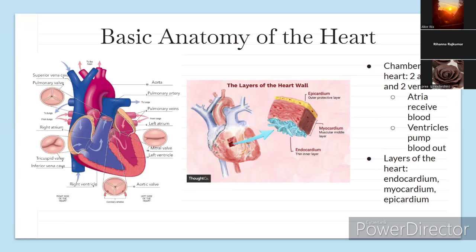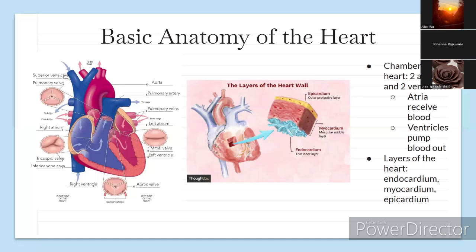And in addition to the chambers of the heart, there are also three layers of the heart. We have the endocardium, the myocardium, and the epicardium. So does anyone want to explain the difference between the three layers of the heart, if you know? I'm not really sure, but I think the endocardium is the inside layer. Yes. The myocardium is, I think, the middle layer, while the epicardium is the outermost layer.